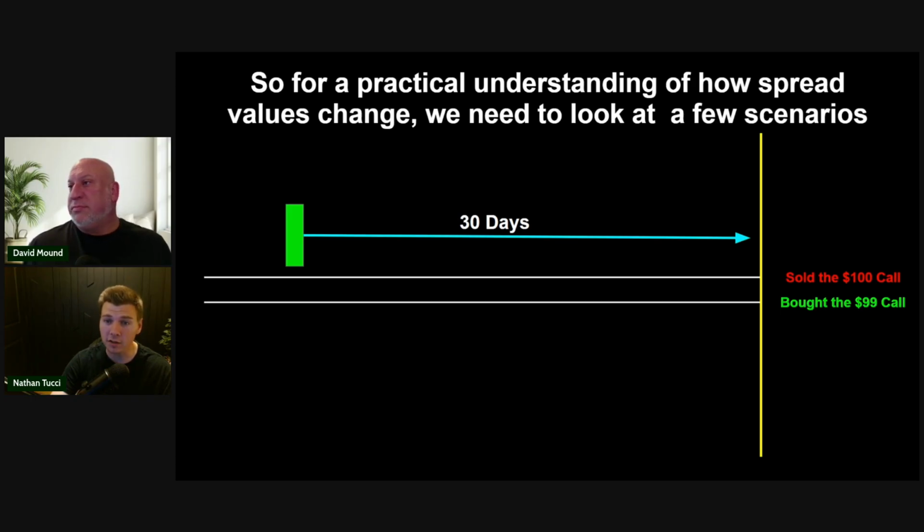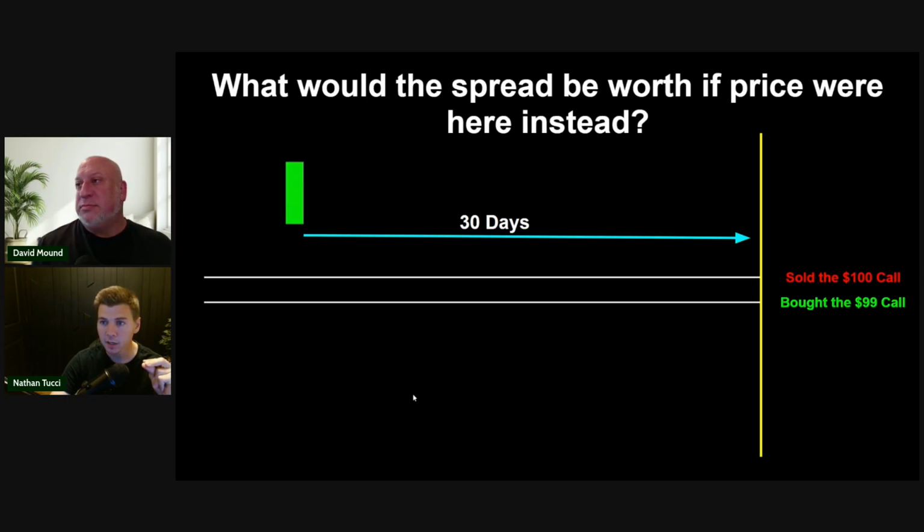So for a practical understanding of how spread values change, we actually need to start looking at scenarios. And hopefully this is where some of that light bulb moment will come into play of how we think about spreads and what their true value is. So remember, we know all this information. The VIX is low. We average 0.3. It was about 1% above the price. Now it's about 2% above the price.